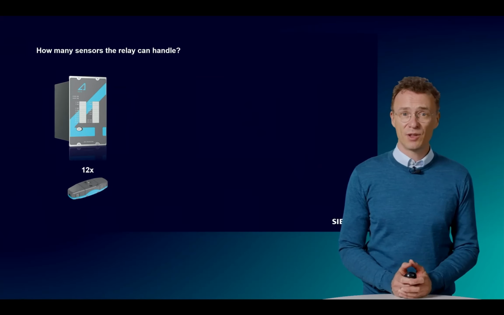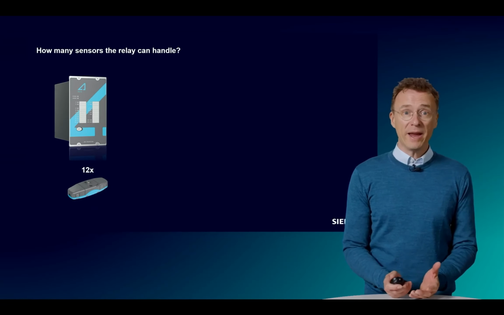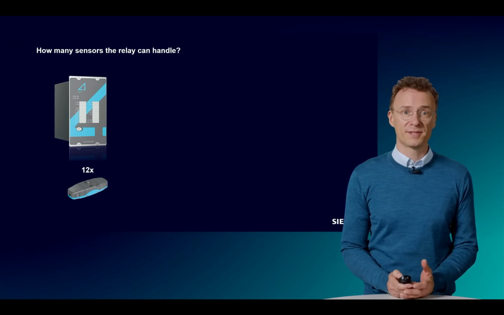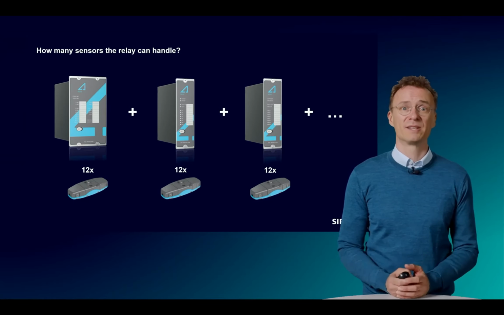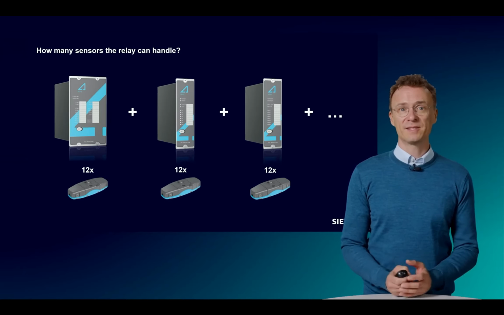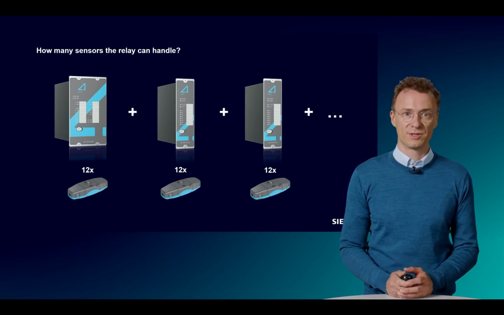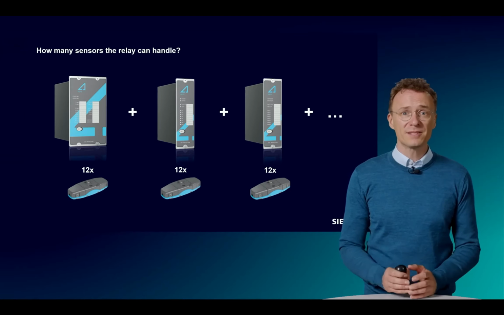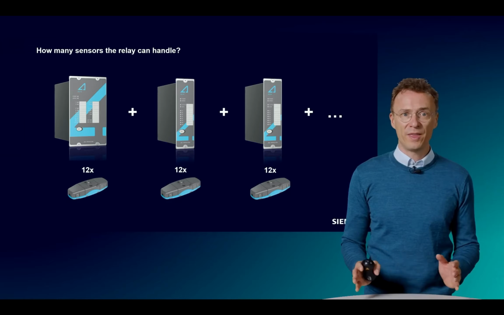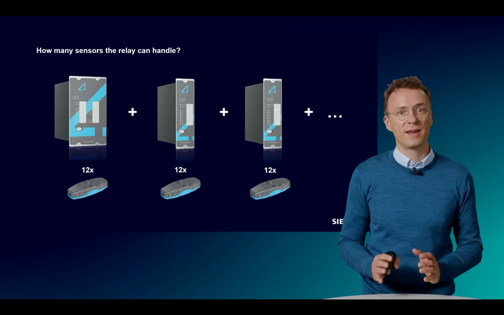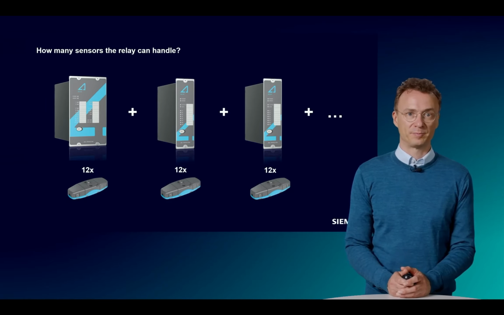How many sensors can the relay handle? The main relay can handle up to 12 sensors. If that's not sufficient for the application, expansion units can be added. Each of these can handle an additional 12 sensors. After all, the system is normally completely designed and set up by Siemens, so that the planner or operator does not need to take care of that.